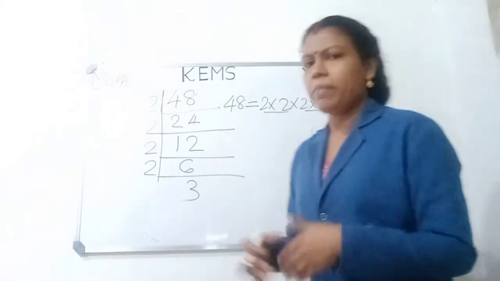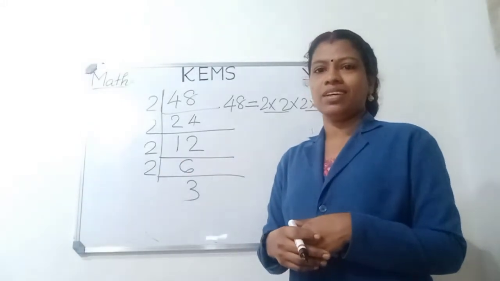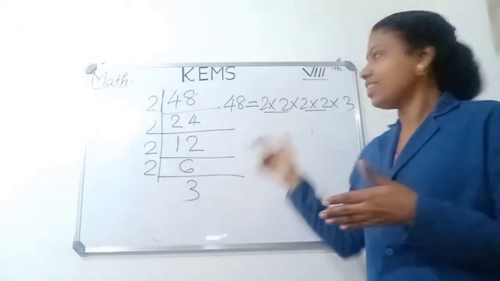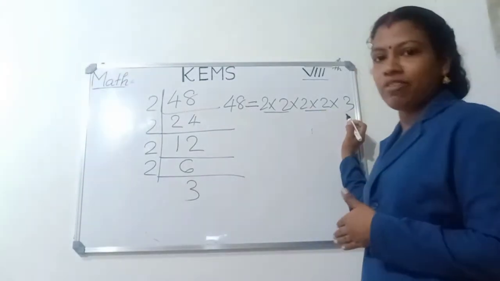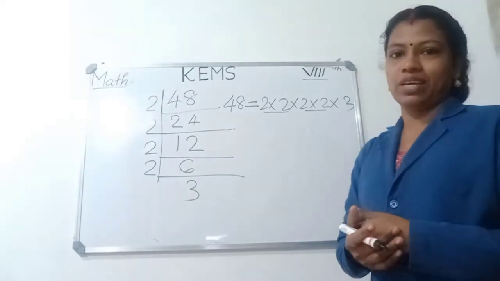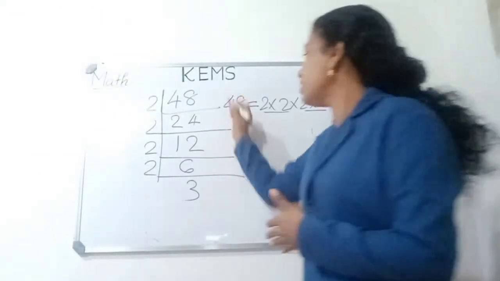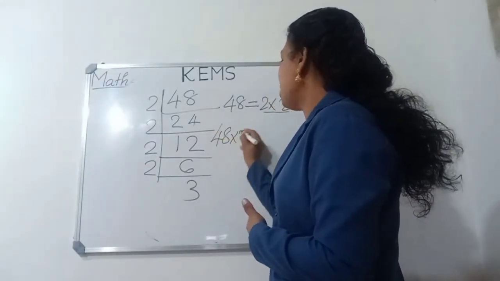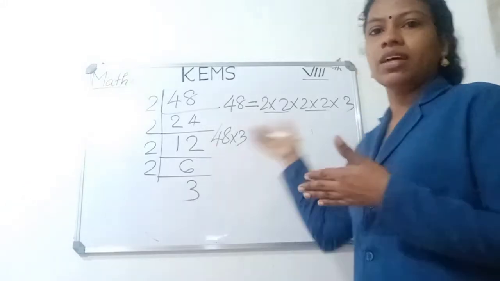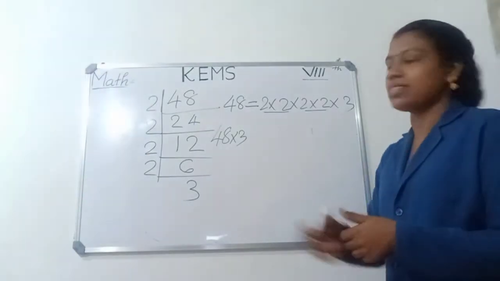Can you make this 48 a perfect square number? How does 48 become a square number? If we get another 3, the number becomes a perfect square. Clear? 3 is the only factor which does not have a pair. So when we multiply this 3 with this number, we will get a perfect square. Just multiply 48 into 3, it is the next perfect square number. So the next perfect square is 48 into 3.